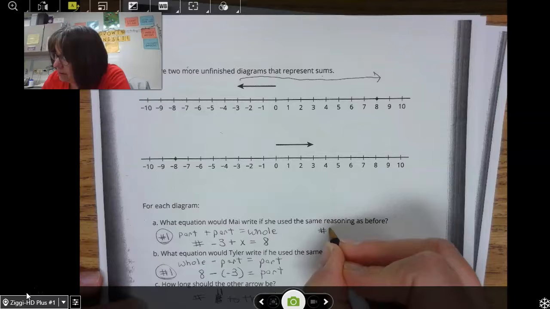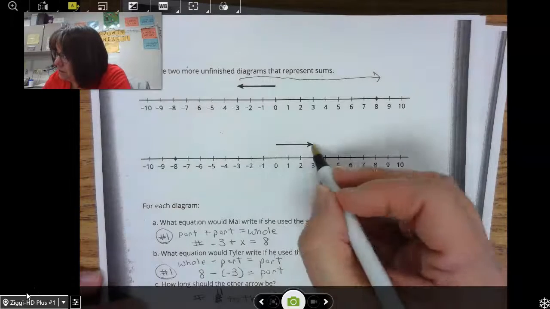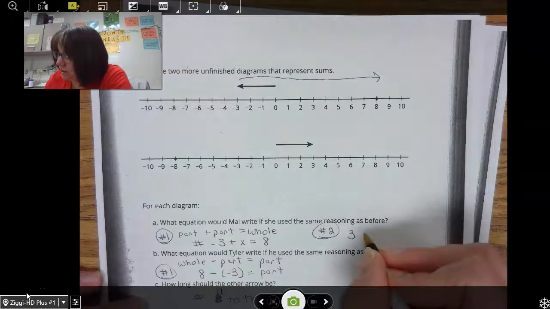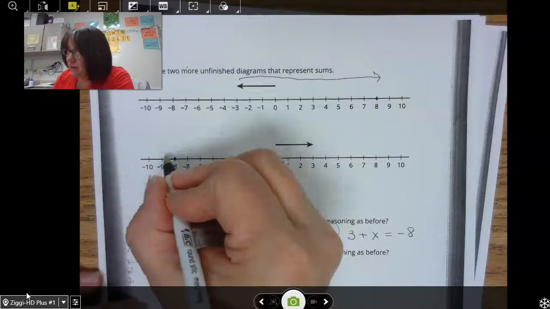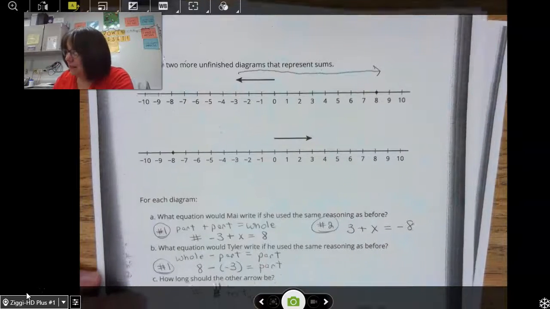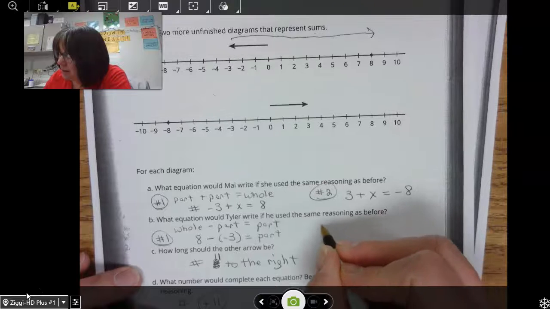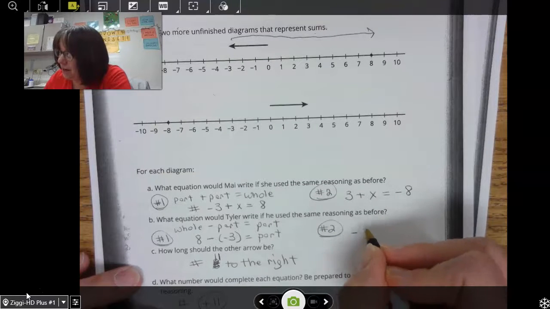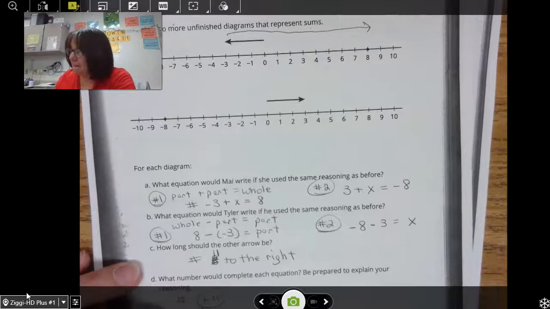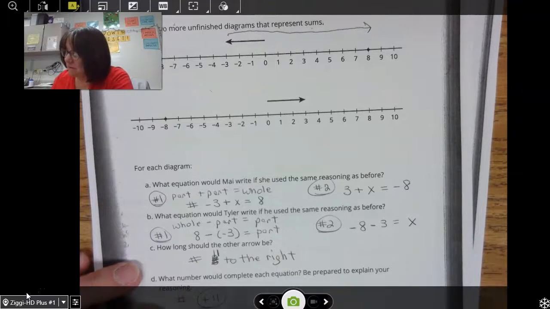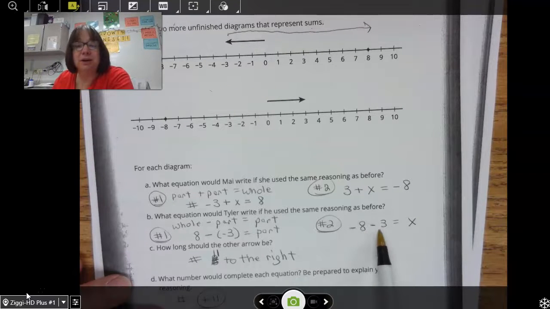Number 2, May says, well, a part is 3. And she says, oh yes, 3 plus some other part is going to give me -8, because my whole on this one is -8. Tyler would look at that same problem and start with the whole and say -8 minus 3 equals x. Okay, he would take the whole and subtract the part, and the part was a positive 3.